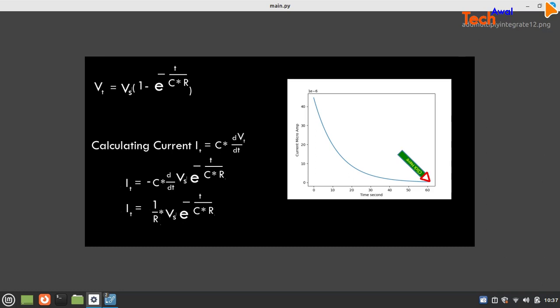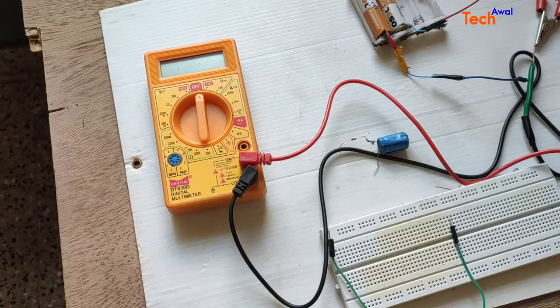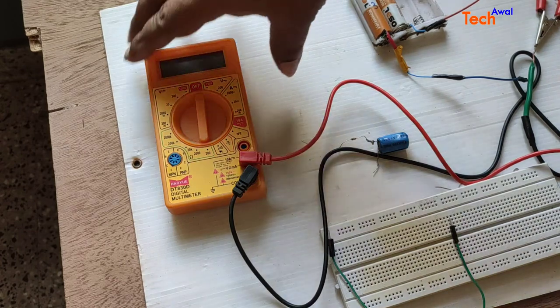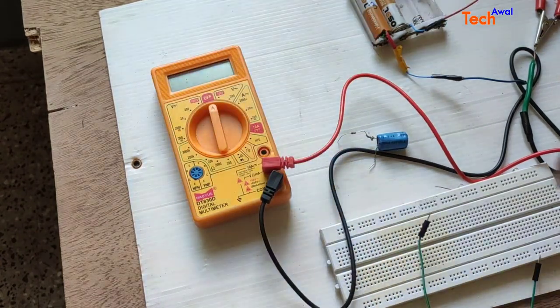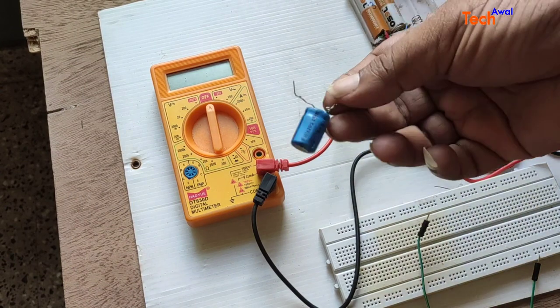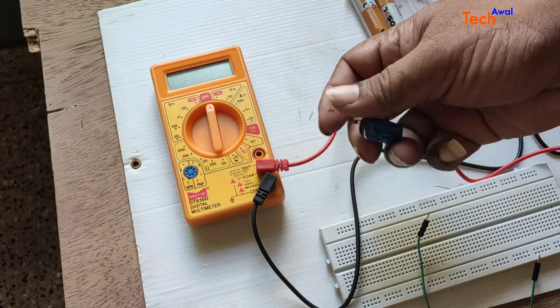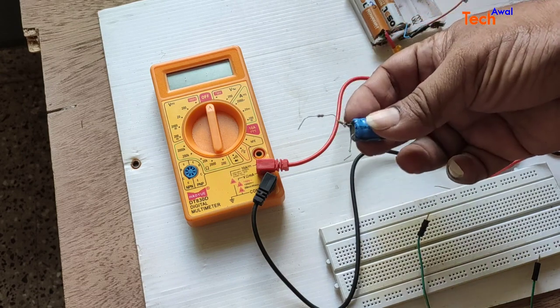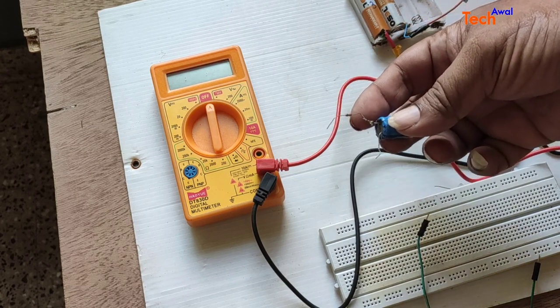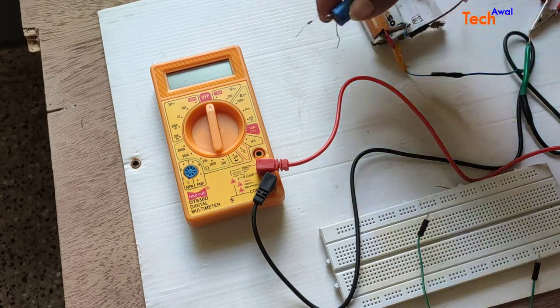Now we will do the practical. So this is the practical that we will see. We have taken one multimeter, the basic one, and there is one capacitor of 220 microfarad, and there is a resistance of 56 kilo ohms. So that is the scenario.